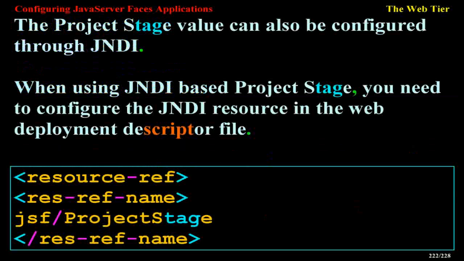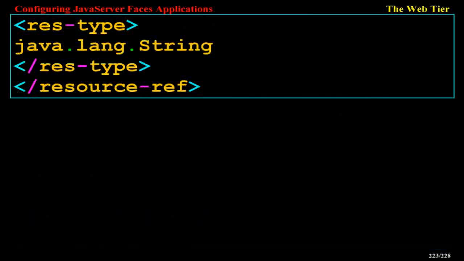The project stage value can also be configured through JNDI. When using JNDI-based project stage, you need to configure the JNDI resource in the web deployment descriptor file. resource-ref, res-ref-name jsf/ProjectStage, res-ref-name, res-type java.lang.String, res-type, resource-ref.